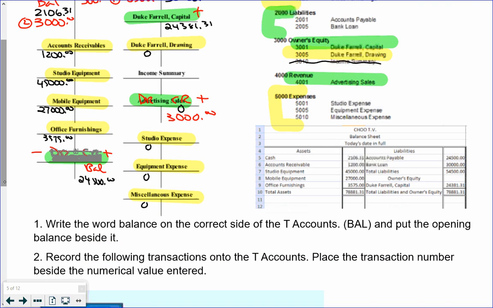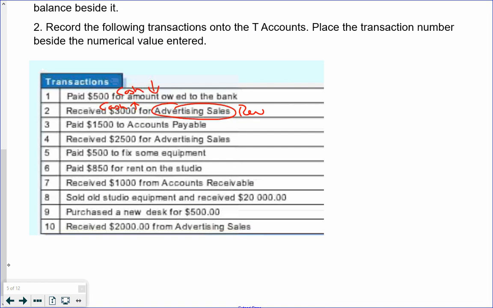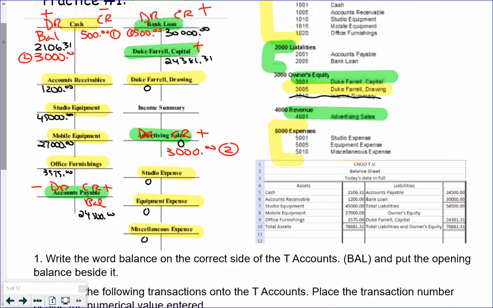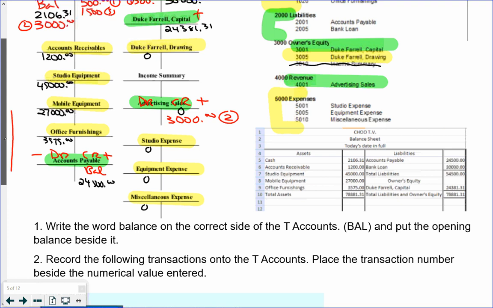Next one. Oh, this was number 2. Okay, number 3. Paid $1,500 to accounts payable. So this means then that your cash is going to go down. So cash, whoops, gets credited $1,500. So if cash is getting credited, that must mean that accounts payable is getting debited. Right? You need one credit and one debit for each and every transaction.